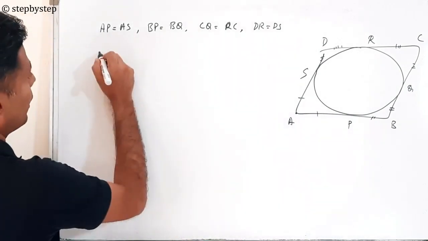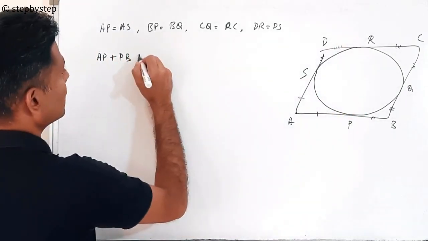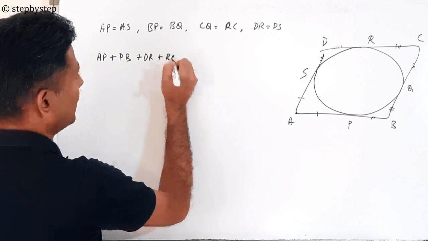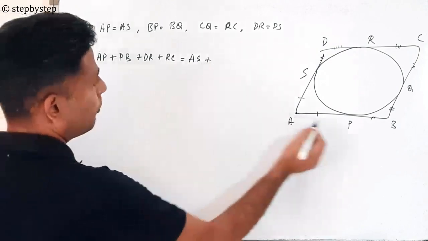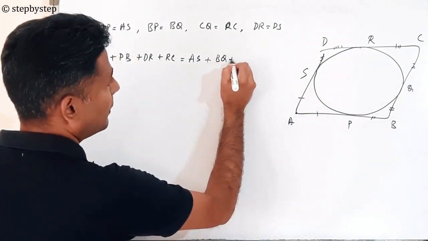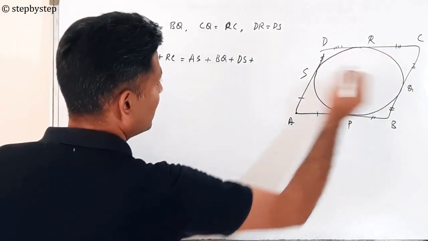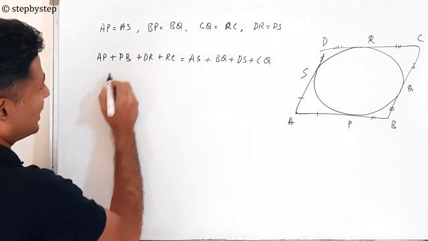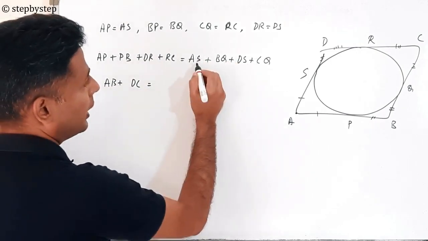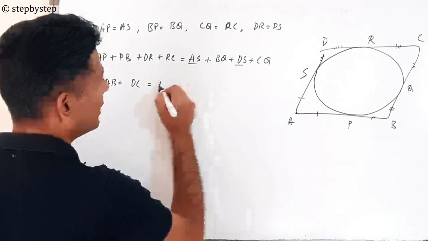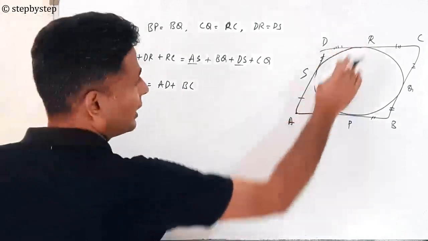Now if I do AP plus PB, this plus DR plus RC, this will be equal to, since AP is equal to AS, here I can write AS, instead of PB I can write BQ. Similarly, instead of DR I can write DS, and instead of RC I can write CQ. Now AP plus PB is AB, plus DR plus RC is DC, equal to AS plus DS is AD, plus BQ plus CQ is BC. So we got this plus this equal to this plus this.